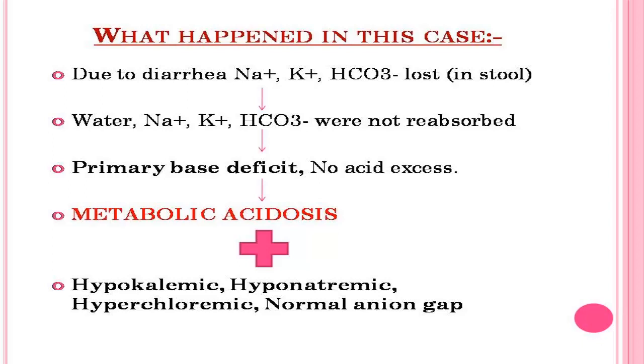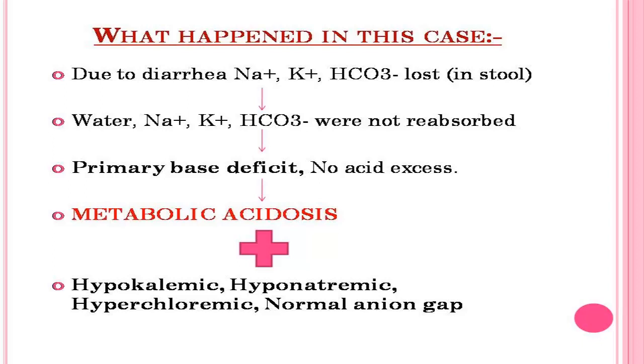Now I am telling another thing here. The stool is very much rich in bicarbonate, and when the diarrhea occurs, there will be a huge loss of bicarbonate through stool. So why does this happen? From where does this bicarbonate come in the stool? The bicarbonate that is present in the stool all comes from the pancreatic juice. The pancreatic juice is very high in bicarbonate content. When the pancreatic juice mixes with the stool, then the stool becomes alkaline and bicarbonate rich. And when the bicarbonate rich stool is lost through the diarrhea, there will be bicarbonate deficit or primary base deficit.